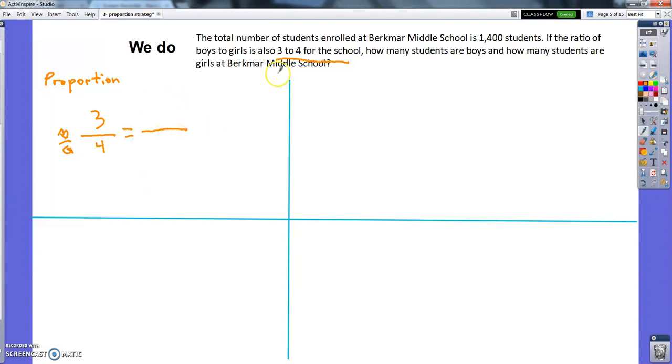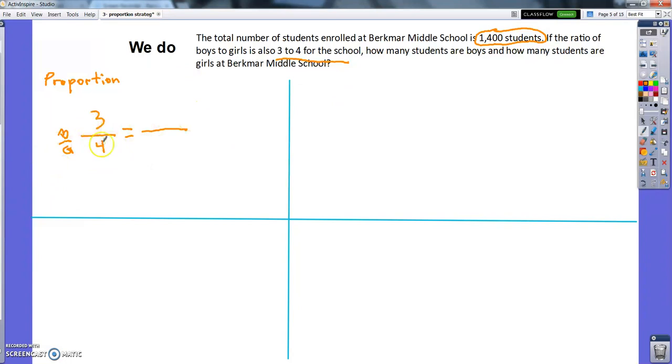What's hard about this one is the other number I'm given is this 1,400 students at the school, right? But that is not either one of my numbers here. That's not how many boys are at the school, and that's not how many girls are at the school. That is how many students are at the school. They come in this ratio. So what I'm really given is the total number of students.